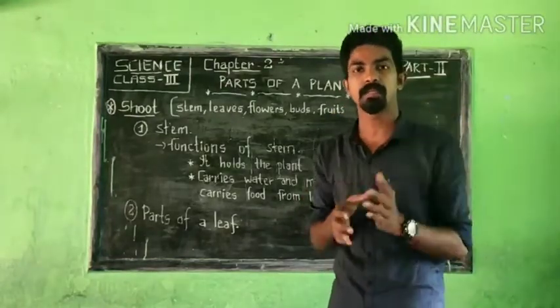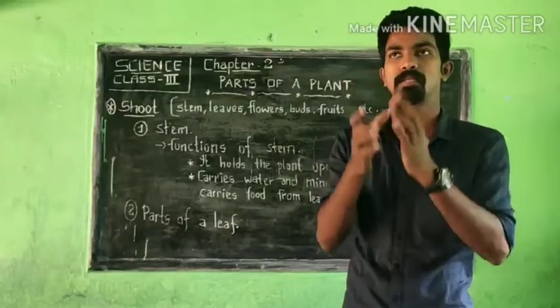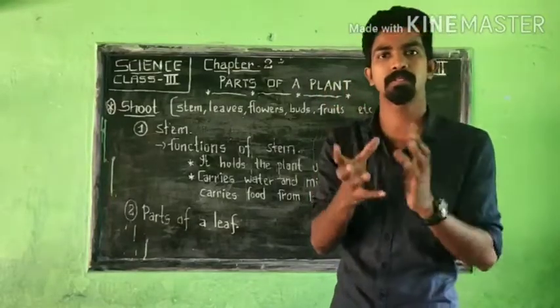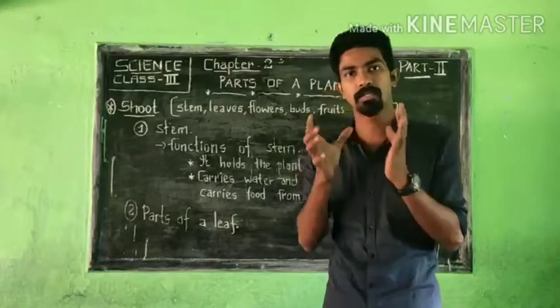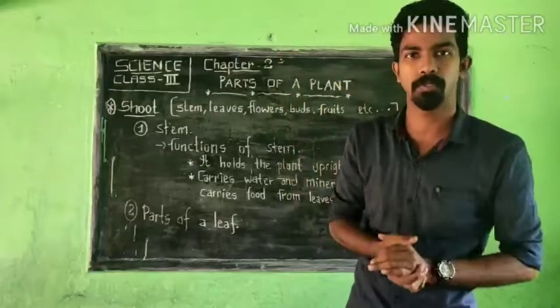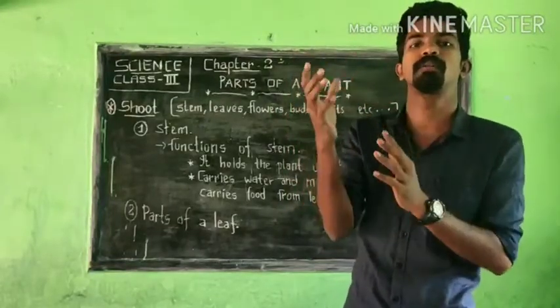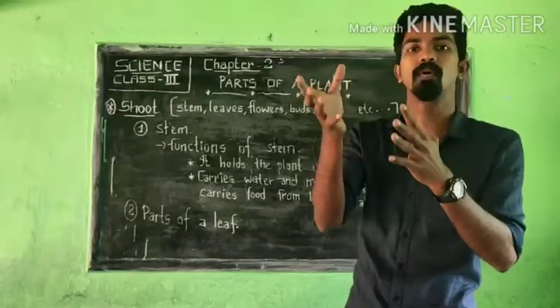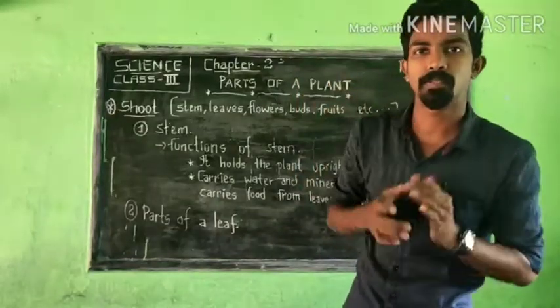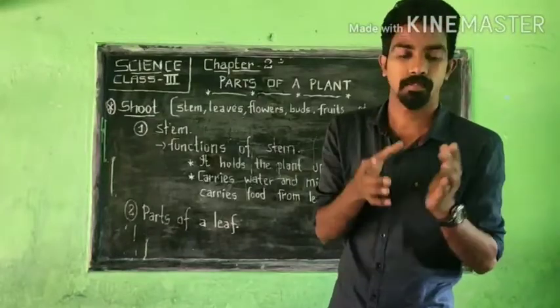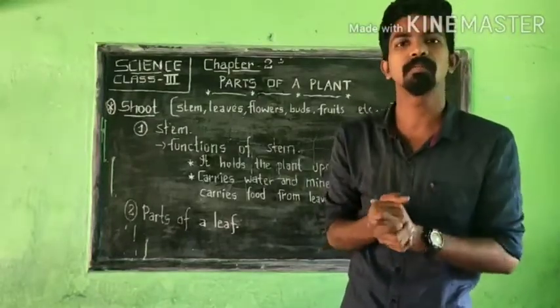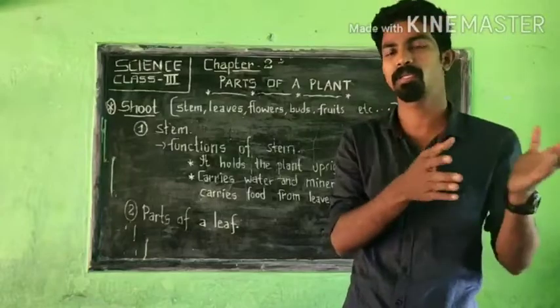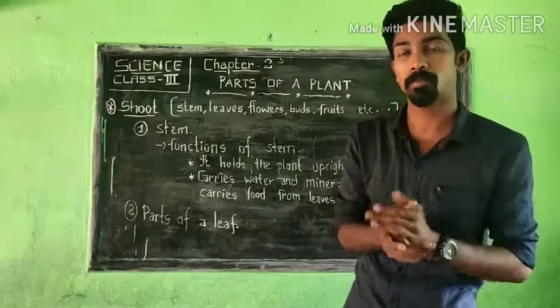Then plants which have a weak stem, for example in our school we have a grape. It does not have any strong stem. It needs support to grow. That is why it depends on the walls in our school, on the wall and the roof, etc. So the plants which have a weak stem need support to grow.